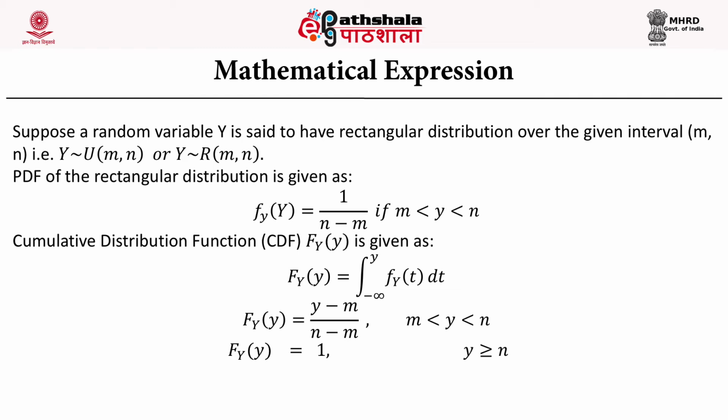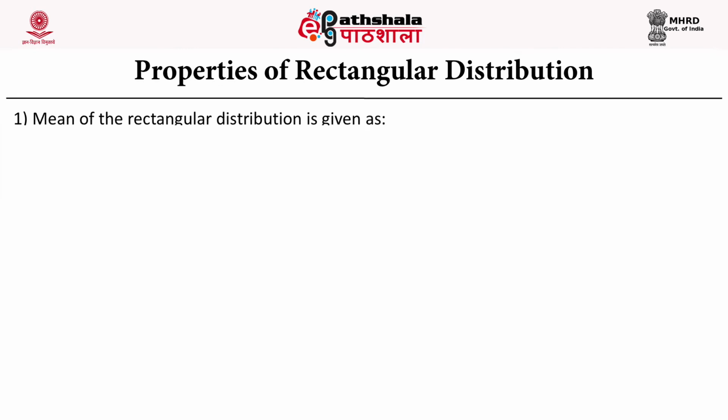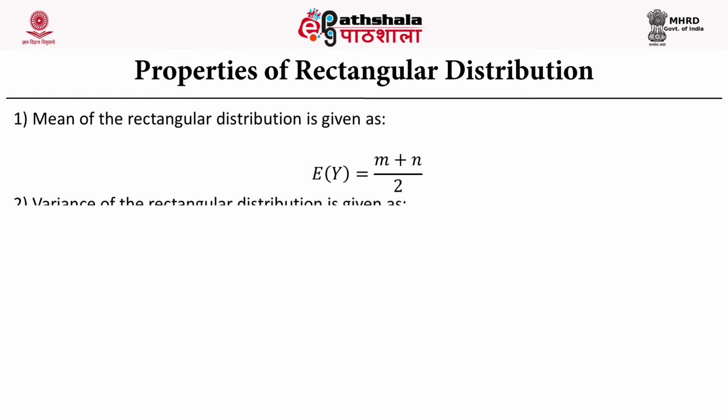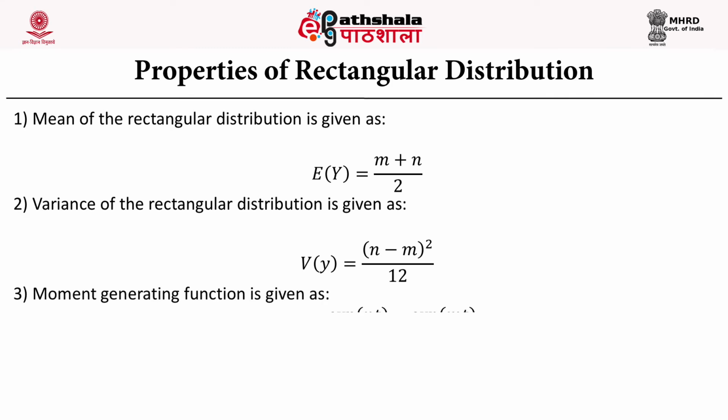So F of y is y minus m upon n minus m, where y lies between m and n, and F of y is equal to 1 where y is greater than or equal to n. So the properties of rectangular distribution: mean of the rectangular distribution is given as expectation of y, which is equal to m plus n upon 2. The variance of rectangular distribution is variance of y, which is equal to n minus m whole square upon 12. The moment generating function is given as M of y at t, which is equal to exponential of nt minus exponential of mt divided by t into n minus m.